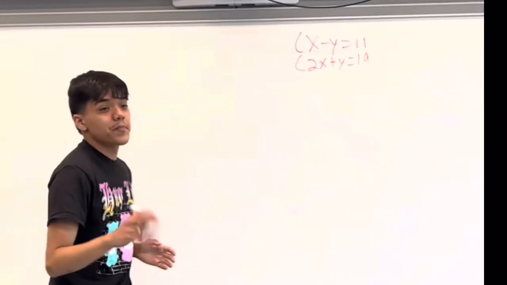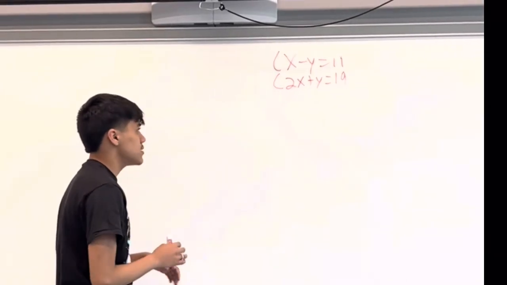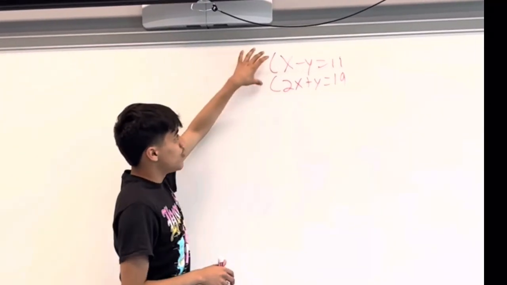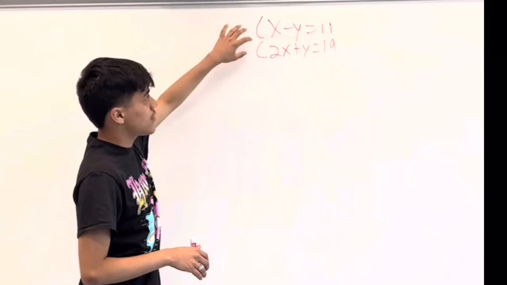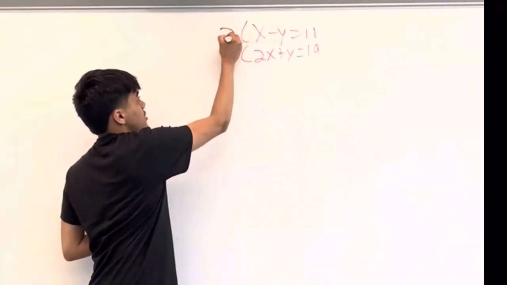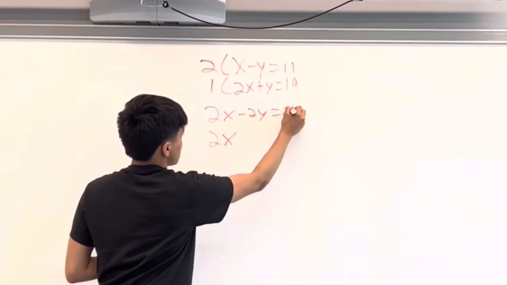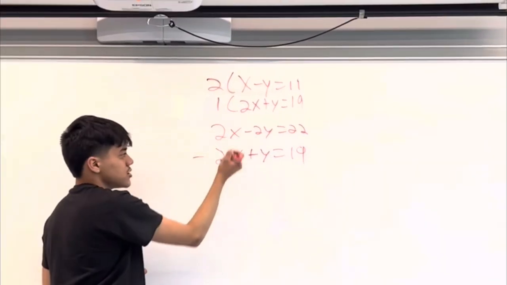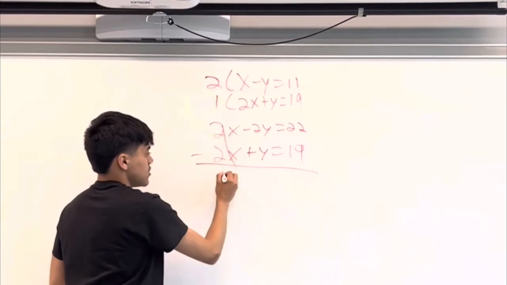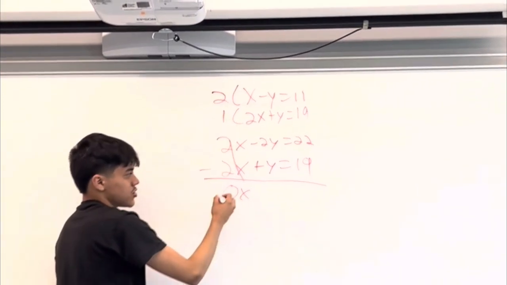And we're back. This is a new problem. Basically, starting off the same way, these two have to equal each other, so we're gonna find the least common denominator. For this, it would be 2, and for this equation, it would be 1. Subtracting the equations would give us the x canceling each other out.